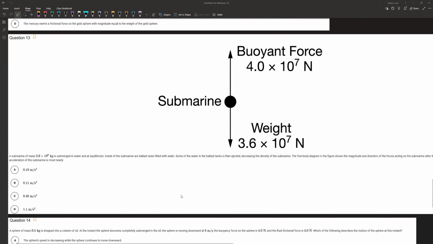We have a submarine with a mass of 3.6 times 10 to the 6 kilograms, and it is submerged in water and at equilibrium. Inside the submarine are ballast tanks filled with water. Some of the water in the ballast tanks is then ejected. So it was in equilibrium before, but we are ejecting water, decreasing the density of the submarine. We now have air taking up that space when it used to be water. The free body diagram of the figure shows the magnitude and the directions of the forces acting on the submarine after the water has been ejected. And the acceleration of the submarine is most nearly.